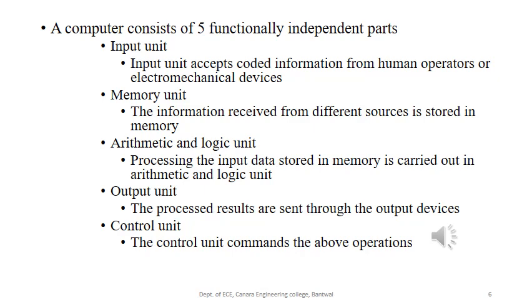A computer system consists of 5 units that perform particular tasks: input unit, memory unit, arithmetic and logic unit, output unit and the control unit. The input unit is an interface between the system and the external world. If a person wants to add two numbers, he has to feed the numbers through various input devices such as a keyboard.